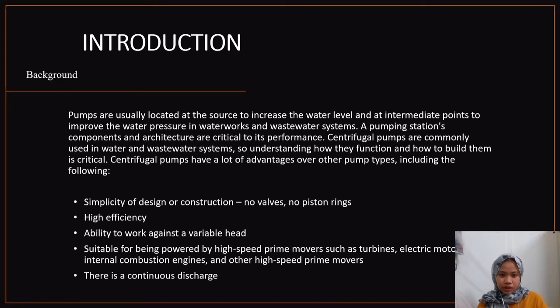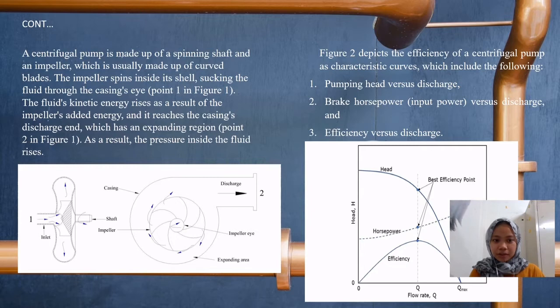Centrifugal pumps have a lot of advantages over other pump types, including simplicity of design or construction, which means no valve and no piston rings, high efficiency, ability to work against a variable head, and suitability for being powered by high-speed prime movers such as turbines, electric motors, and internal combustion engines, and there is continuous discharge.